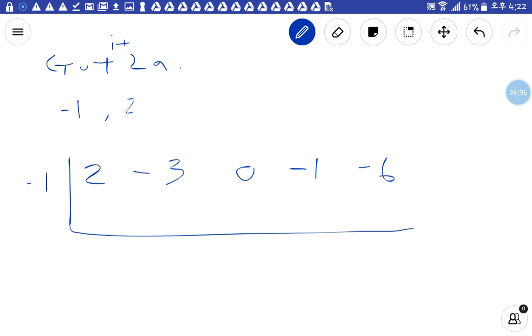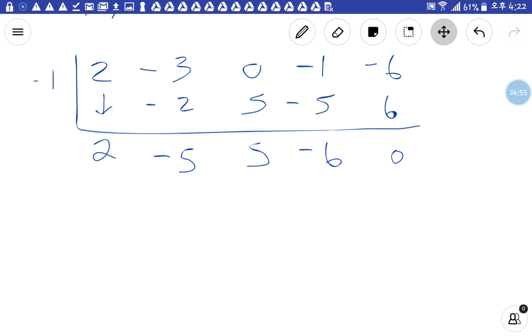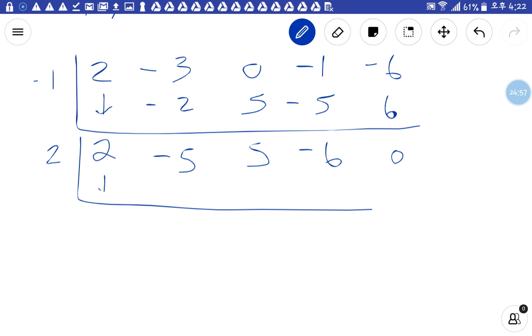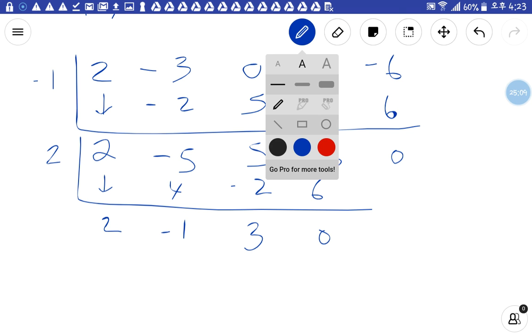Now what? -1. Bring 2 down. 2 times -1 is -2. -5. +5. And -1 times 5 is -5. -6. +6. Okay, it sounds good. It seems good. Now what? I'm going to use my 2 again for the synthetic division again. Bring 2 down. So I expect I'm going to have a 0 at the end. So 2 times 2 would be 4. Negative 1. Negative 2. Positive 3. Positive 6. Okay. That looks great.